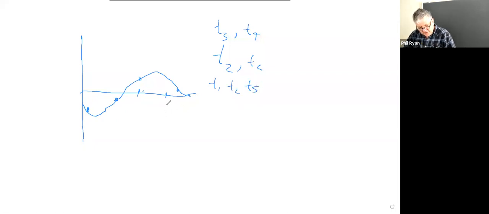When is the position decreasing? That's whenever the derivative was negative, and so that would be T1, T4, and T5 here. And when is the velocity decreasing? That's when the acceleration is negative. That means when it's concave down, and so that's at T3 and at T4.